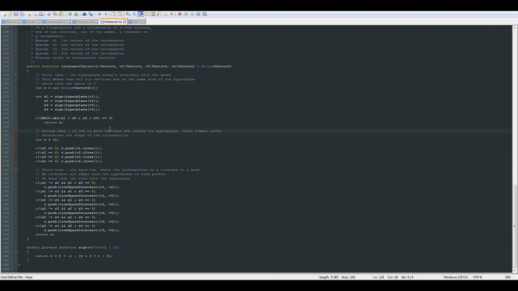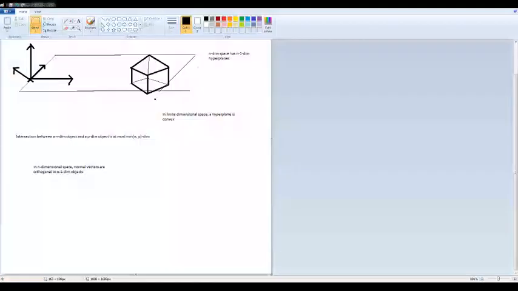Alright, second case. If one or more vertices are inside the hyperplane, their number alone determines the shape of the intersection. This is basically an observation that I made: if at least one vertex of the tetrahedron is inside the hyperplane, then the intersection will exactly be any other vertex that is in the hyperplane. I'm not sure why, but I just found out that it was true, right?